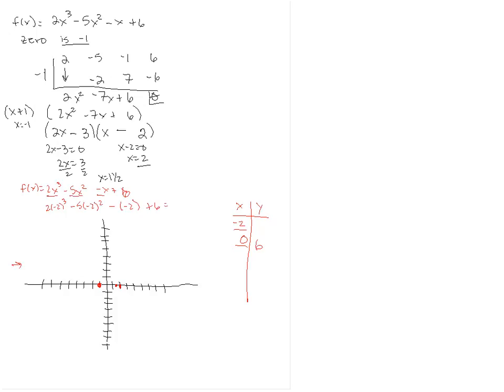This gives me -8 times 2 is -16. This gives me 4 times 5 is -20. This gives me +2 and +6. So -36 plus 8 is -28. So when x is -2, y is -28. So you know it's coming up. When x is 0, y is 6.